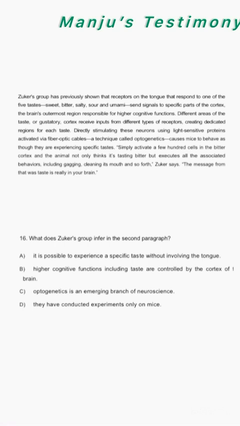Zucker's group has previously shown that receptors on the tongue that respond to one of the five tastes, sweet, bitter, salty, sour and umami, send signals to a specific part of the cortex, the brain's outermost region responsible for higher cognitive function. Did you see the comma after cortex? There is a comma after cortex, and then it says the brain's outermost region responsible for higher cognitive function. So a phrase after a comma that follows a noun describes a speciality of that noun. It is something used to describe the noun.